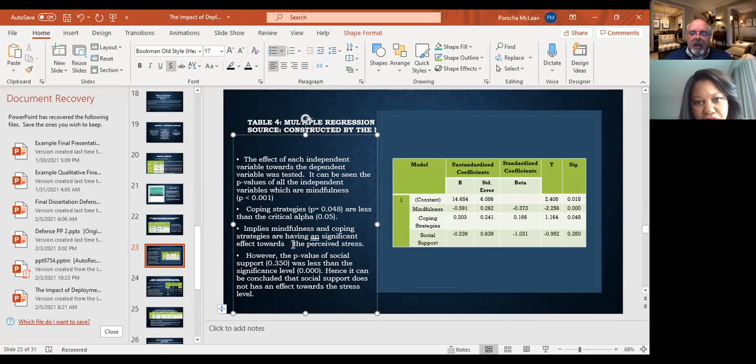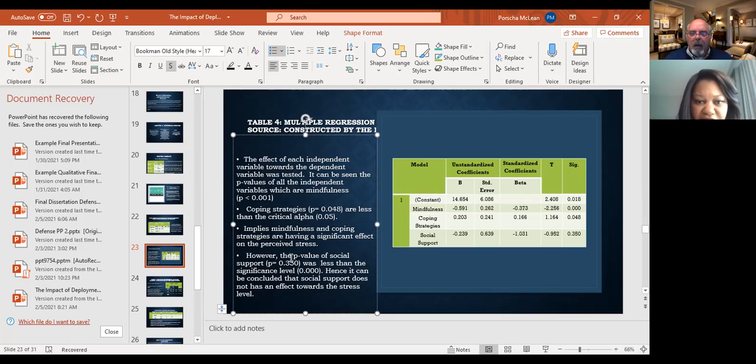And get rid of "towards" and just change it to "on." On, yeah. Good. Okay. "Implies mindfulness and coping strategies are having a significant..." Good. Okay. However, the p-value of the social norm, p equals, little p equals, was less than, actually was greater than the alpha level, was greater than the critical alpha.